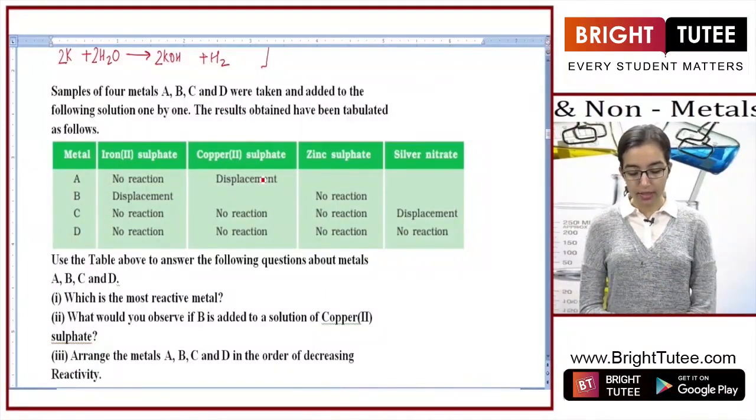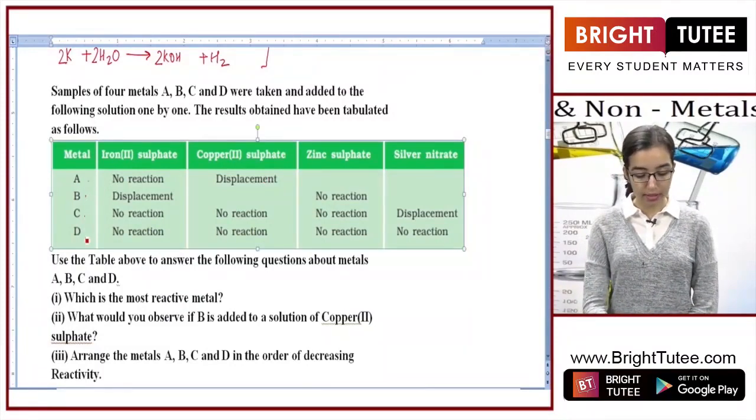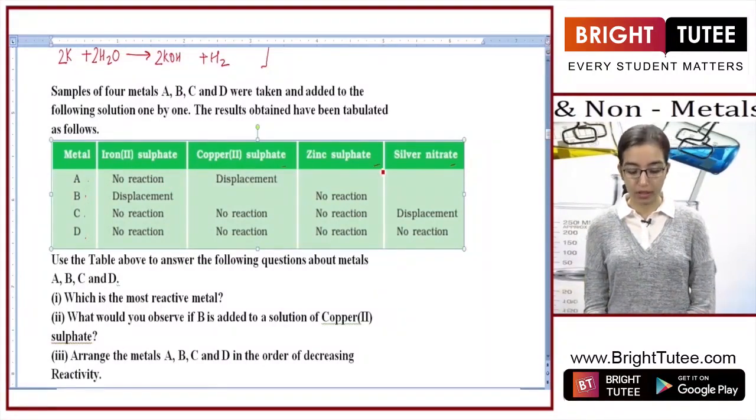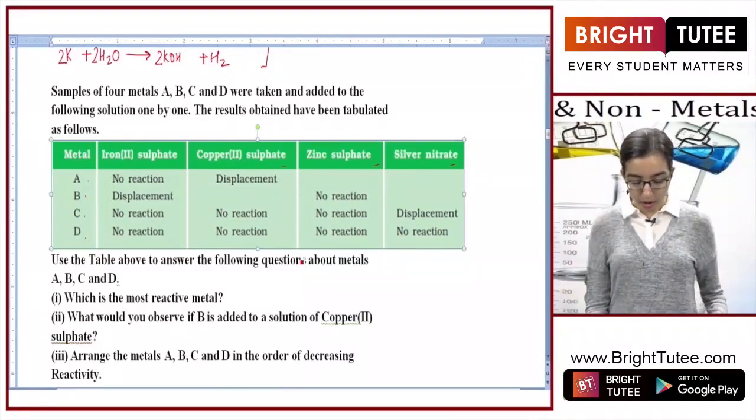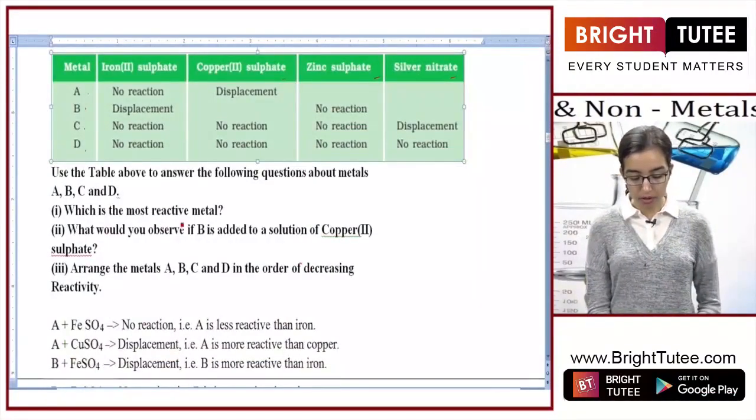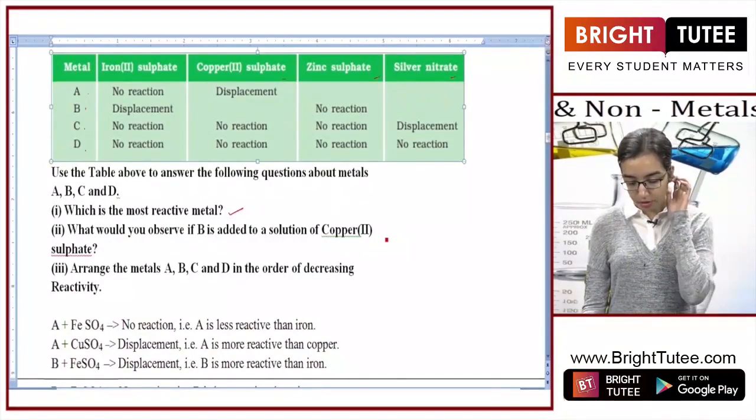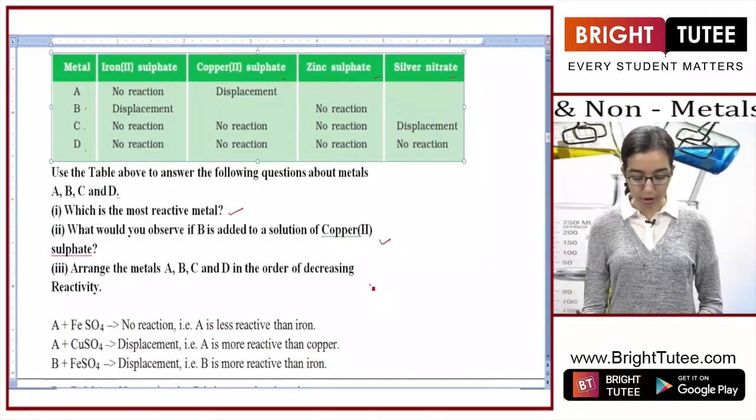Samples of 4 metals A, B, C, D were taken and added to the following solutions one by one. The results obtained have been tabulated. So we have 4 metals A, B, C and D, and they are reacted with iron sulfate, copper sulfate, zinc sulfate and silver nitrate. The reactions noted are as follows. So wherever there is no reaction, it's mentioned, and where the displacement takes place is again mentioned there. So based on this, we have to determine what is the most reactive metal. What would you observe if B is added to the solution of copper sulfate, and arranging the metals?